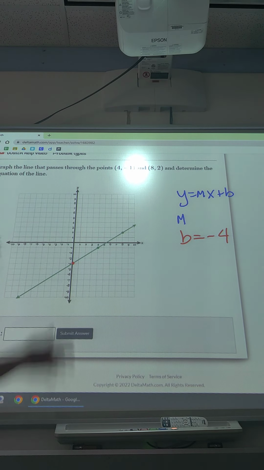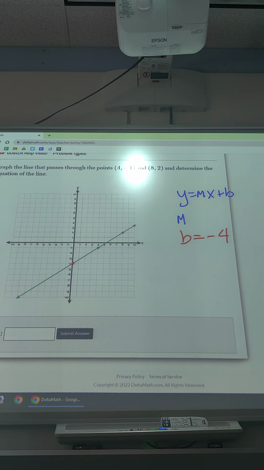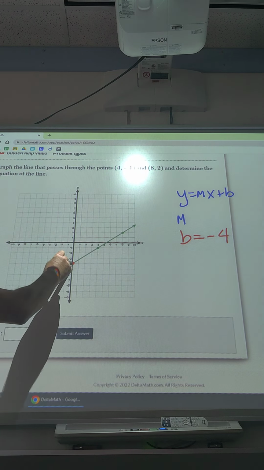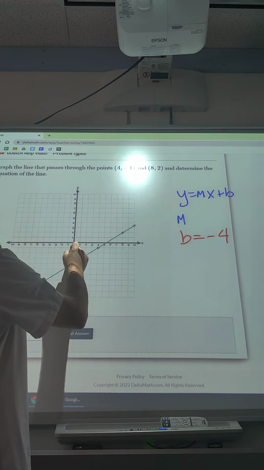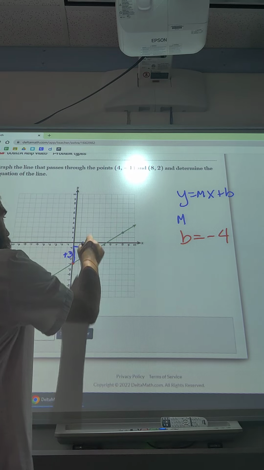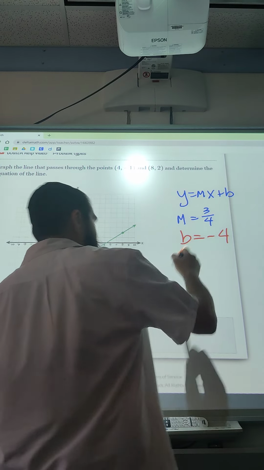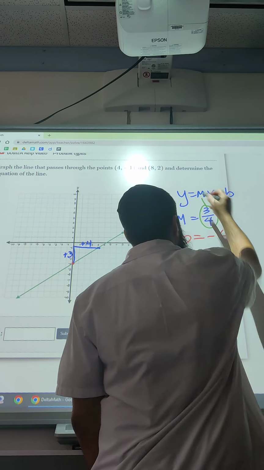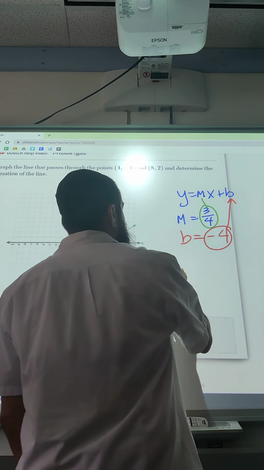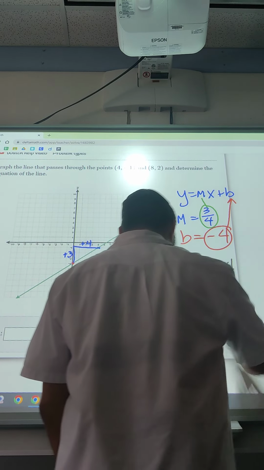In this case, our y-intercept is -4. To find our m, our rate of change, we just go from one point to another, going from left to right. How do I get from this point to that point? I go up 3, right 4. So that's 3 over 4. So my final equation, if I just sub this into here and this into here, is y = 3/4 x - 4.